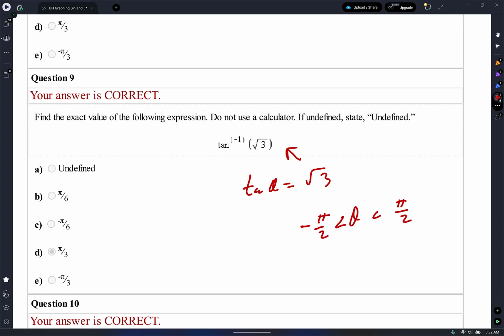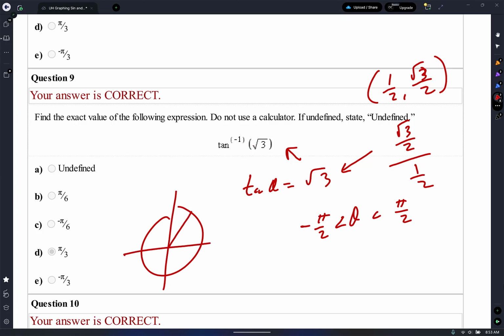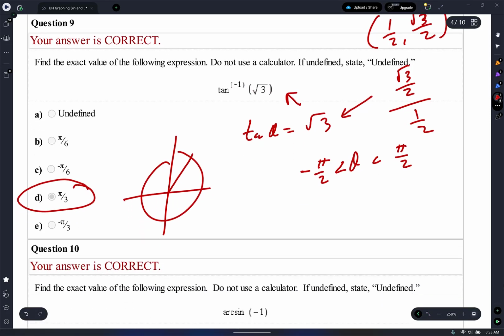So what that means is this, guys. The only way to get a square root of 3 is to get a square root of 3 over 2 in the numerator and a half in the denominator. So remember that tan is y divided by x. So where does this happen? In what coordinate do I have an x coordinate that's a half and a y coordinate that's a square root of 3 over 2? First quadrant, what's the radian? Pi over 3. There it is, guys. Pi over 3. Good job.